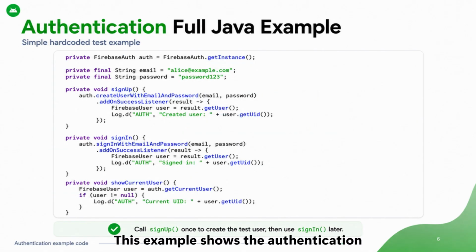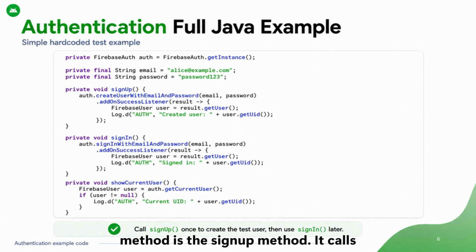This example shows the authentication logic in Java. We should read it in chunks, not line by line. First, the code creates a FirebaseAuth object and defines a test email and password. This gives us the basic information needed for a simple authentication test.